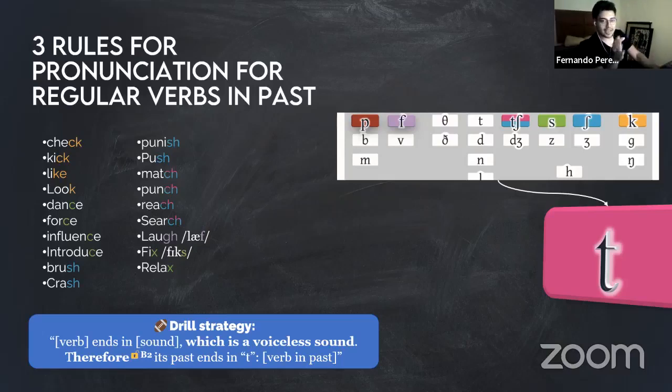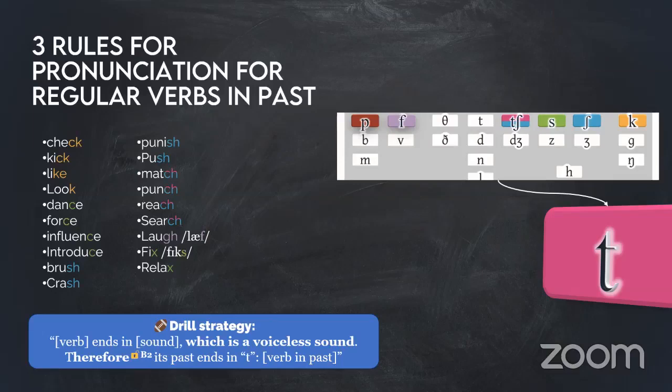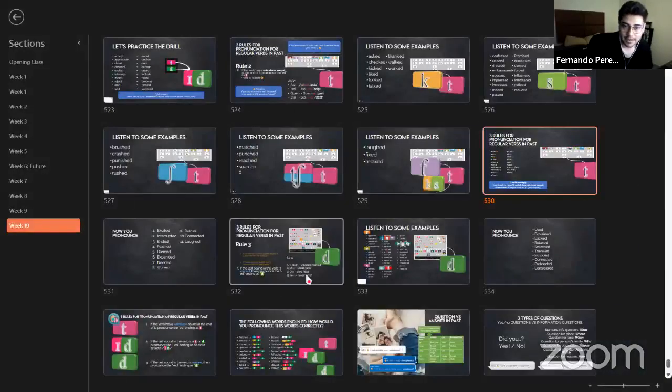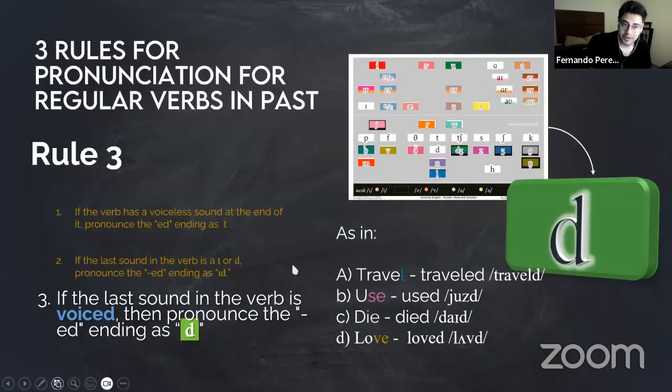Which is the same issue as relax. Karen, how do you know the past of relax? Relax ends in X, which is a voiceless sound. Therefore, its past ends in T. Relaxed. Fantastic. That's correct. Very good. Okay. Girls, you have it. Let's continue with rule number 3.